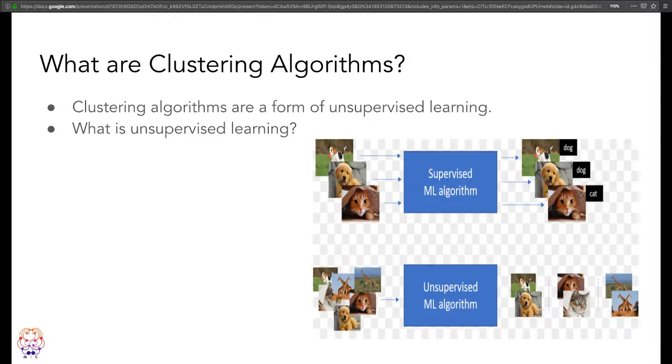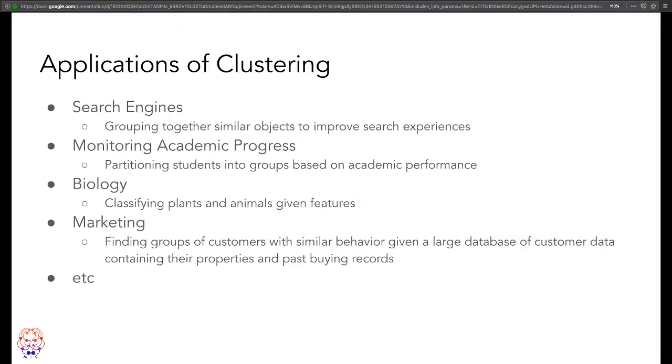For example, supervised learning might be we have images of dogs and cats. The computer is told these are dogs and cats, and it learns to decipher the difference between dogs and cats. Unsupervised would be it has no idea what the images are. It just receives images and then it tries to find similarities between the images to decipher what that image itself actually is.